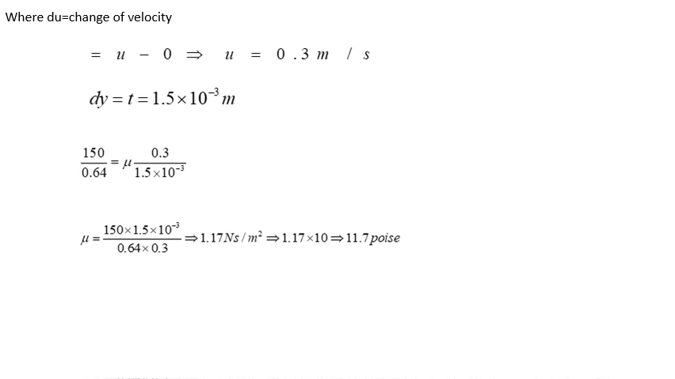That is equal to 1.17 into 10. Now in case you want to convert the SI unit, Newton second per meter square, to poise, at that time the viscosity value is multiplied by 10. Then the answer, dynamic viscosity, is equal to 11.7 poise. So this is the solution for this numerical to find the dynamic viscosity of the oil filled in the gap between the plate as well as the inclined plane.